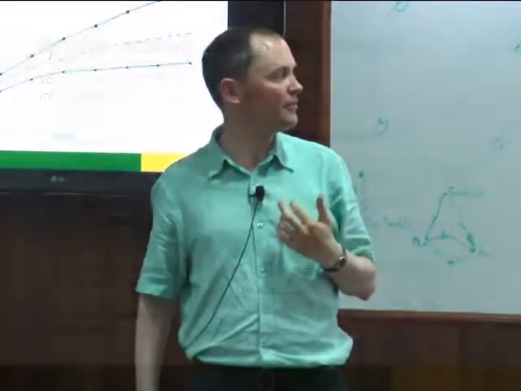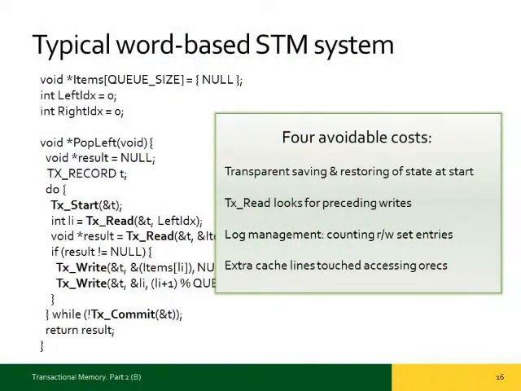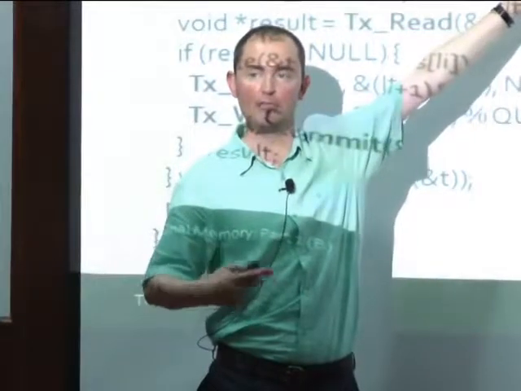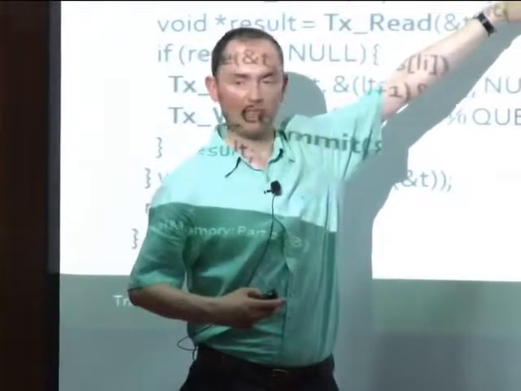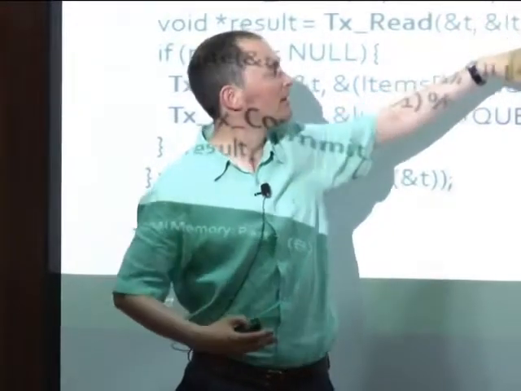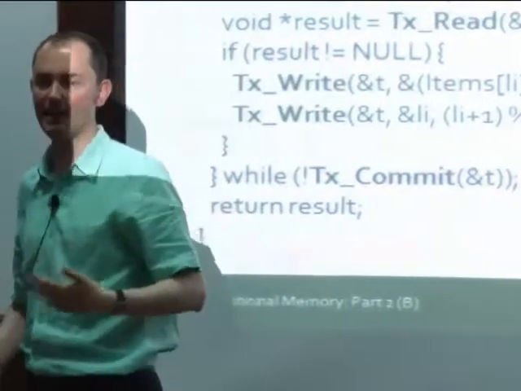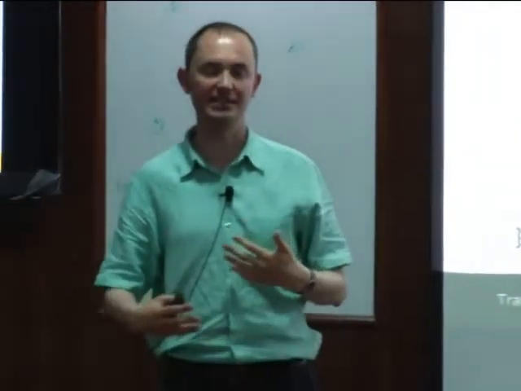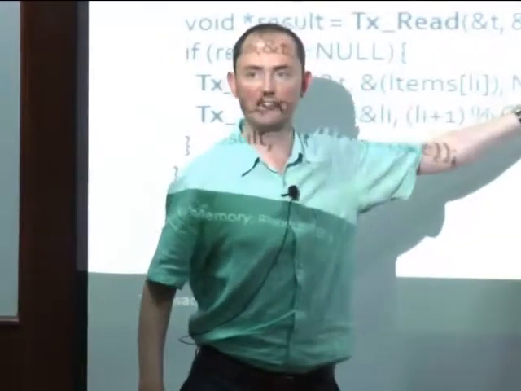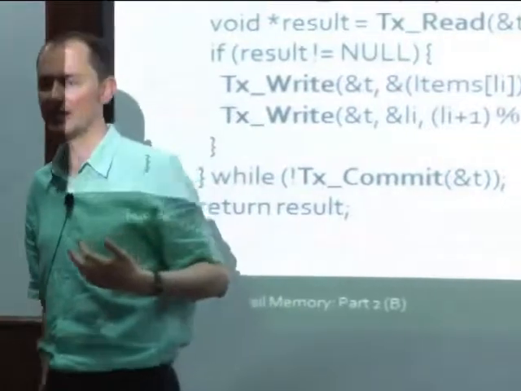Now, if we go back to the list of problems in a typical word-based system, we tackle the first 3 of these. We avoid the costs of transparently saving and restoring the whole processor register state by making that explicit in the program and just having a normal loop for re-execution. We avoid the need for reads to look for preceding writes by buffering the writes to the commit call. And we avoid the need for the STM to manage the logs by having the programmer give these index numbers when calling functions. But we still have this cost for the additional cache lines that are touched during the transaction.